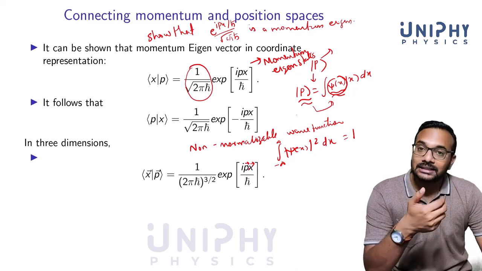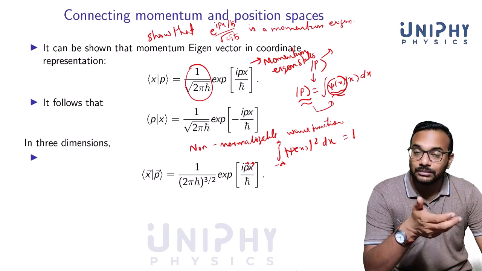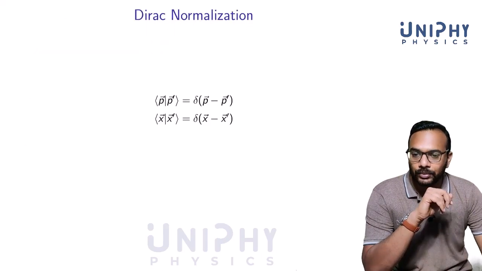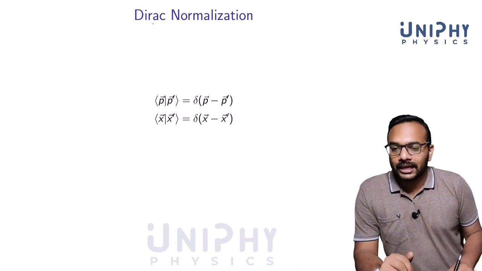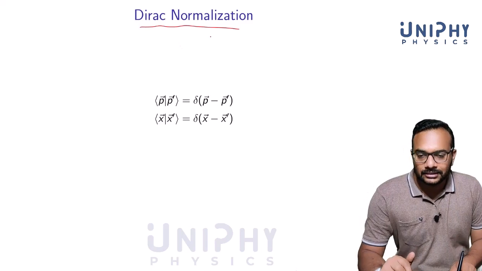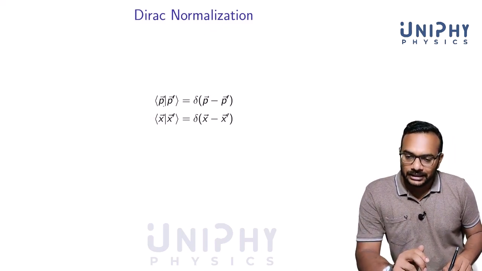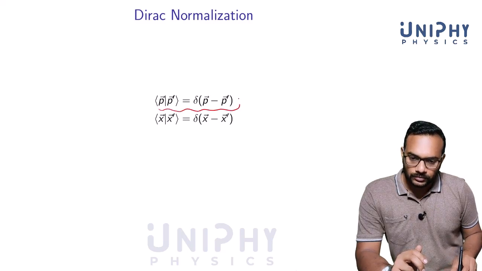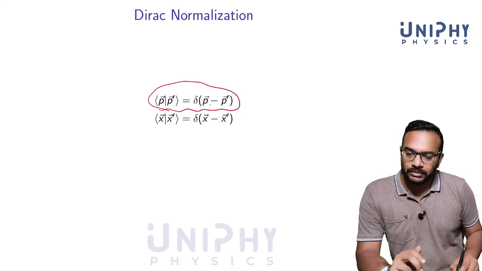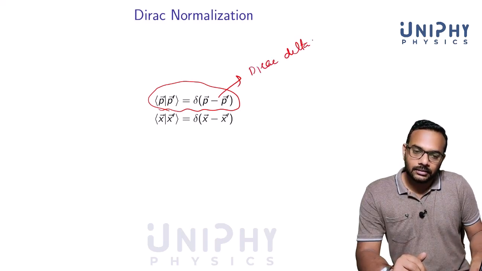But these wave functions are really important also. Even though you may not find a physical state in this particular wave function, these are very important in physics. So Dirac found a different way to normalize these things. This is known as Dirac normalization. Dirac normalization says that you have to demand that the inner product of p vector with p vector prime is delta of p vector minus p vector prime. This is known as the Dirac delta function.